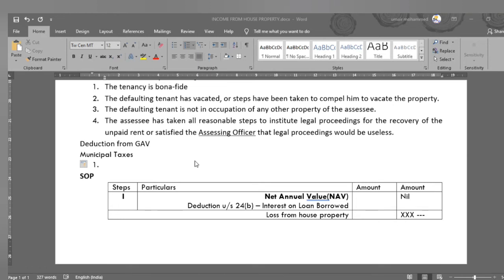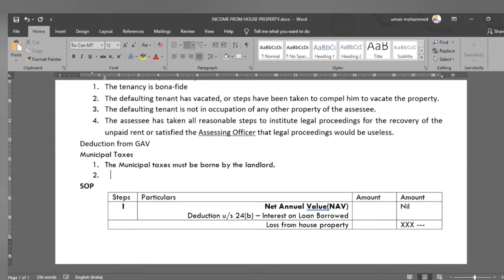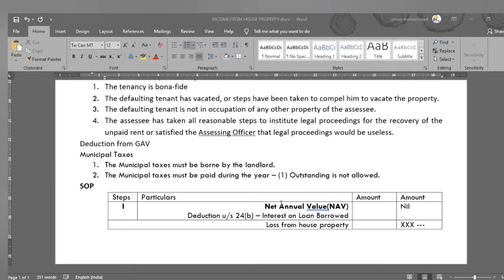The municipal taxes must be paid by the landlord. So this is an important provision which you have to remember, that the municipal tax must be paid by the landlord. If the tenant is paying municipal tax, it is not allowed as deduction. It has to be paid by the landlord. And the municipal tax must be paid during the year. Right. What it means is 2 things. One, outstanding is not allowed. So you cannot claim municipal tax payable as deduction. It should be paid.